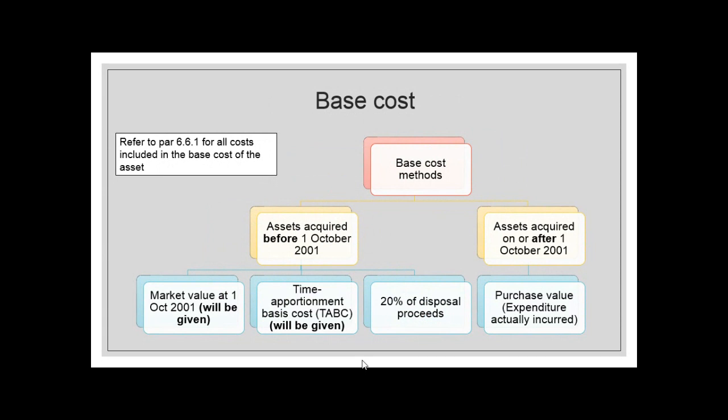They will give you the market value. They will give you the time apportionment base cost. Just remember with the 20% times the proceeds, that proceeds is what you sell it for, less any cost incurred after 1 October 2001, is how you work out that value and you apply 20%. Now, if you've got more than one of those amounts, you can apply the higher for your calculation. If it's an asset that you've acquired after 1 October 2001, the actual cost is what your base cost would be.